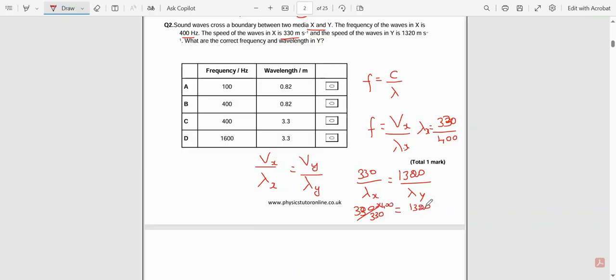So 1320 divided by lambda y. So 330 will be cancelled, and then lambda y will be 132 divided by 40. So what we will get? Yes, 3.3. Already I told you that the frequency will be constant, so the frequency of 400 will be there. So this is the right answer.